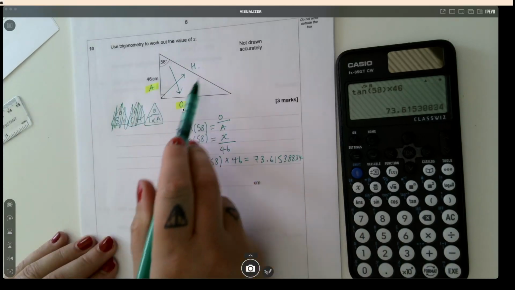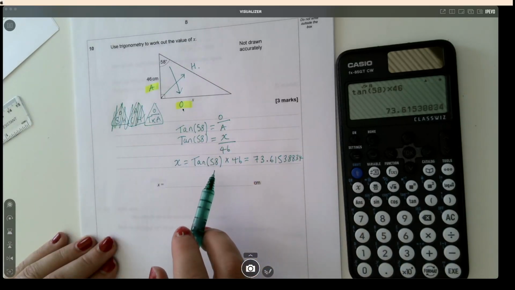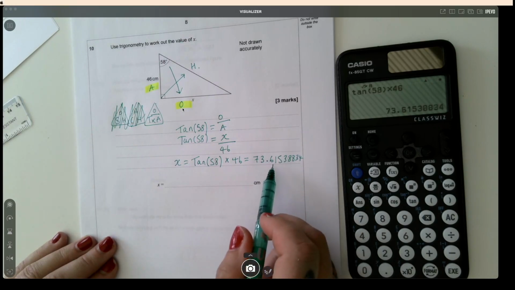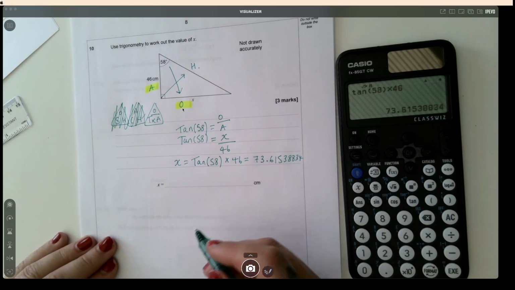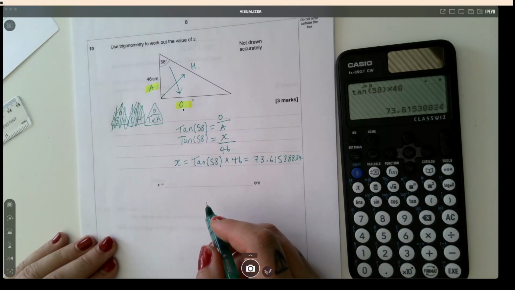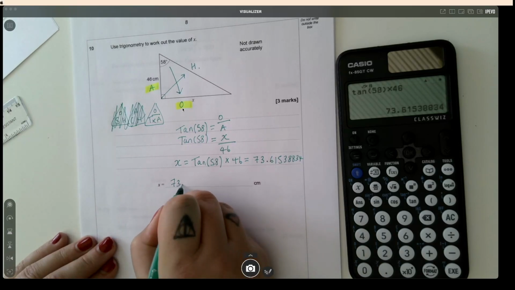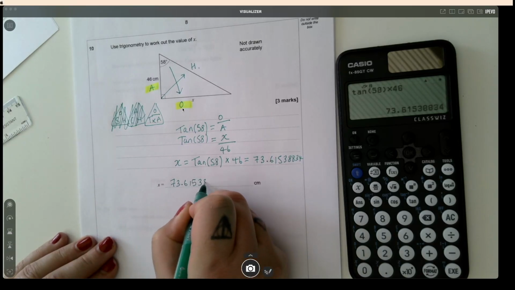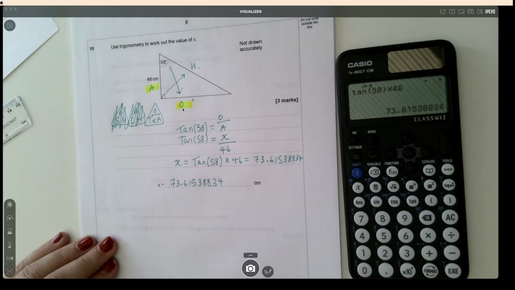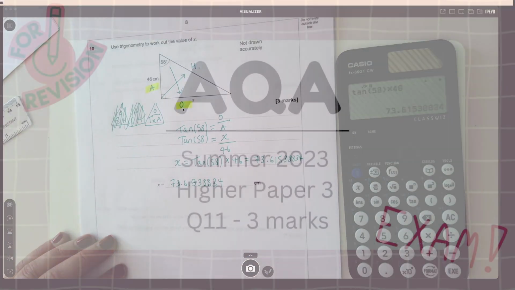73.61538834. Now it doesn't tell me anywhere to round it, so I can put that whole thing on the answer line, or I can round it if I want to. If you round it, that's okay. Just make sure you're rounding it correctly just in case. I would just simply put all of those values on the answer line.